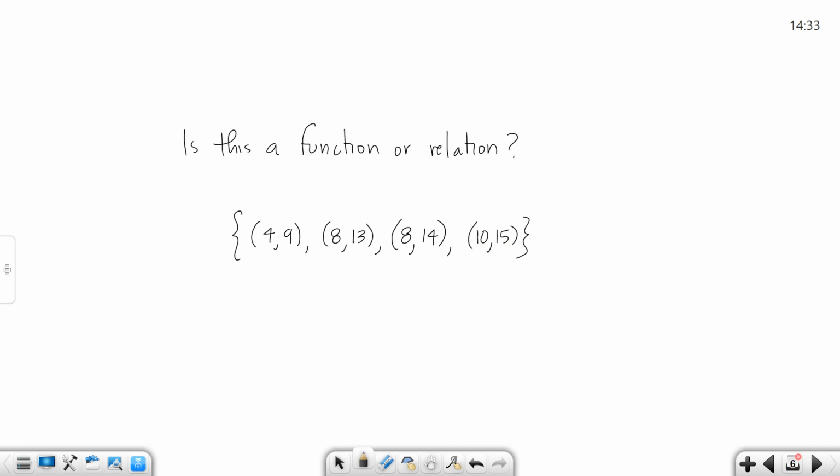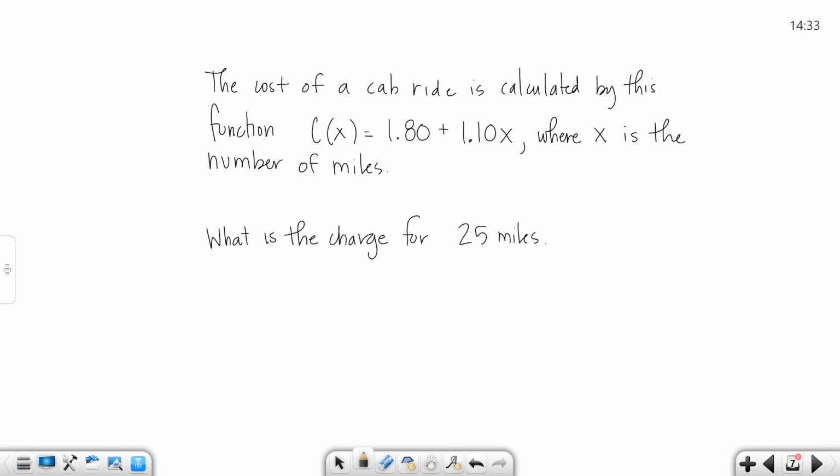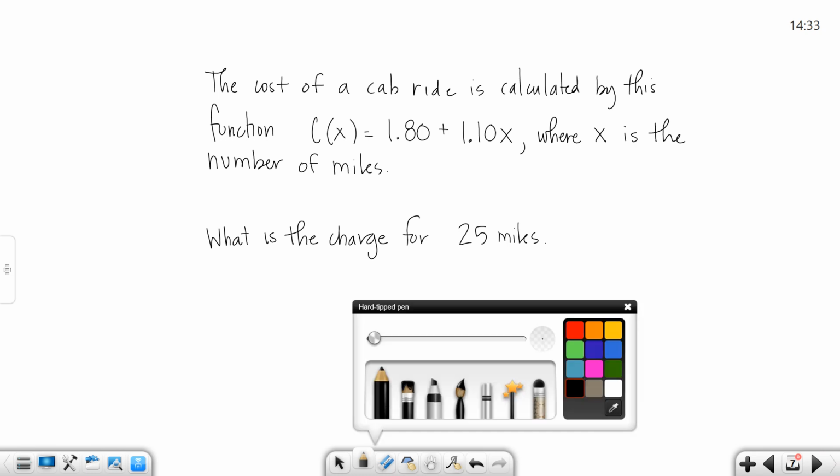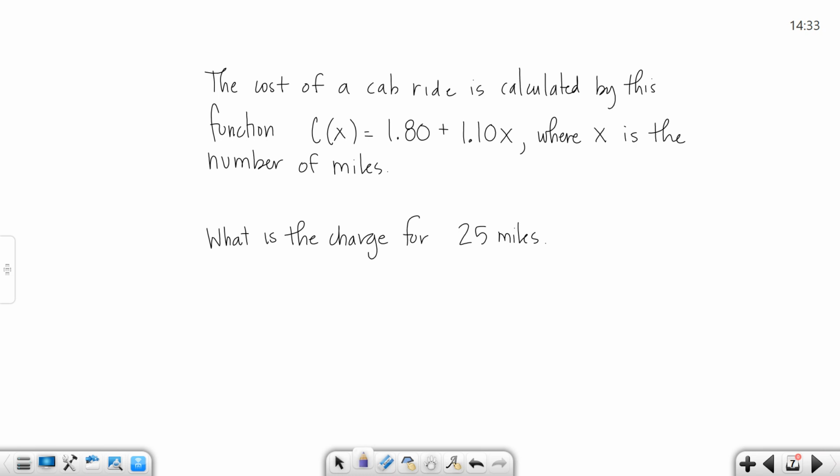I'm going to come back to this one. They also ask you to evaluate a function where they have a word problem. And so it says the cost of a cab ride is calculated by this cost function, where x is the number of miles. What is the charge for 25 miles? So basically, that's asking you for C of 25.